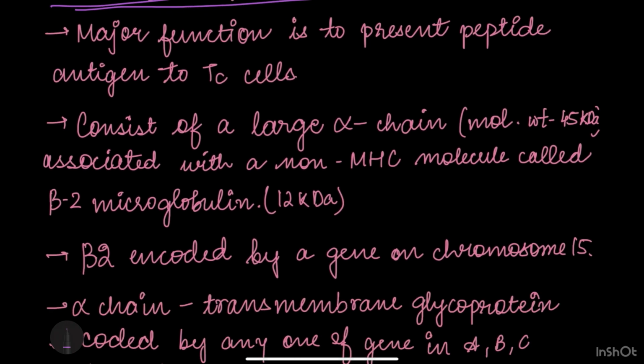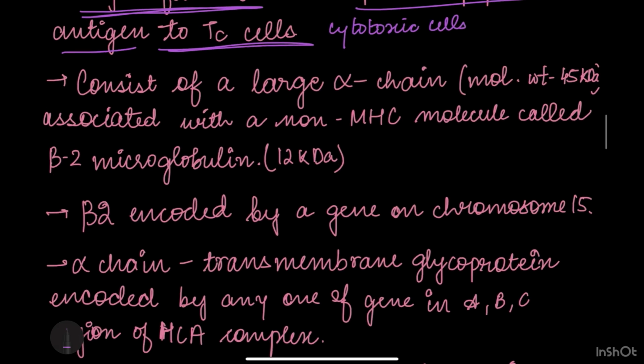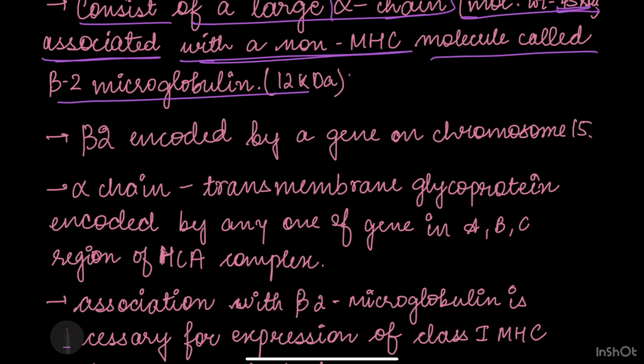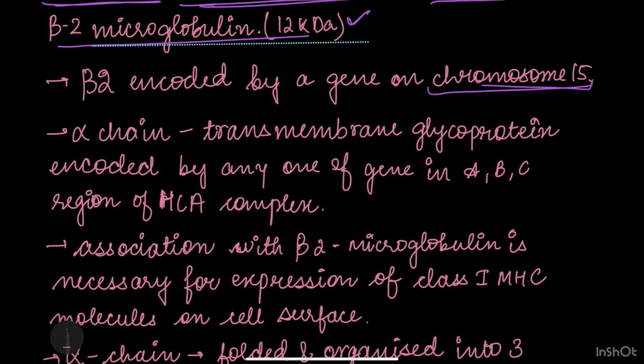Okay, now let's discuss the major function. It is to present the peptide antigen to the TC cells, cytotoxic T cells. It consists of a large alpha chain, of molecular weight nearly 45 kilodalton, associated with a non-MHC molecule called beta 2 microglobulin, whose molecular weight is 12 kilodalton. Beta 2 is encoded by a gene on chromosome number 15. This is a point to be remembered.